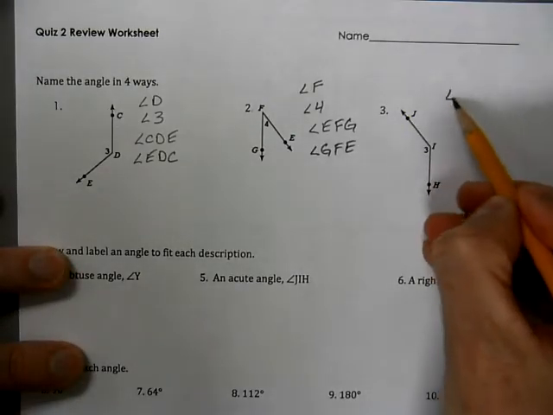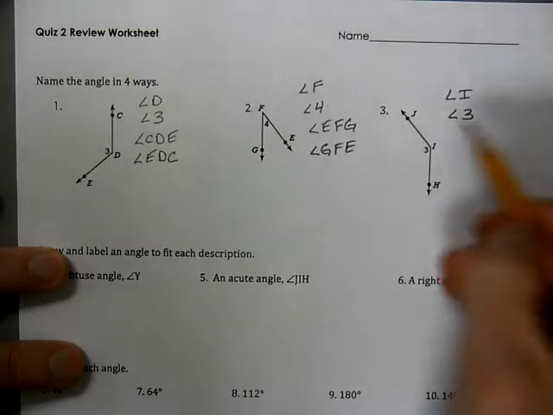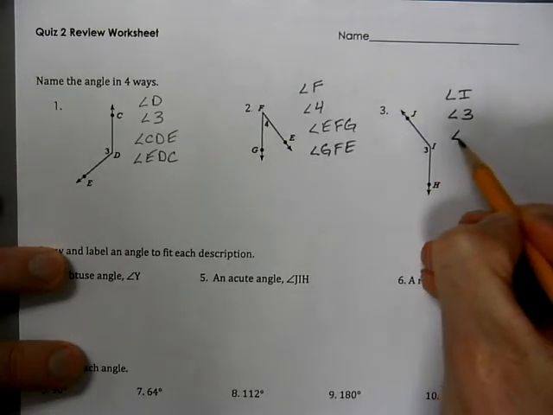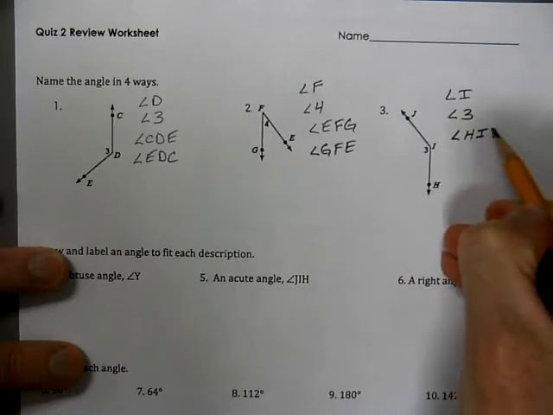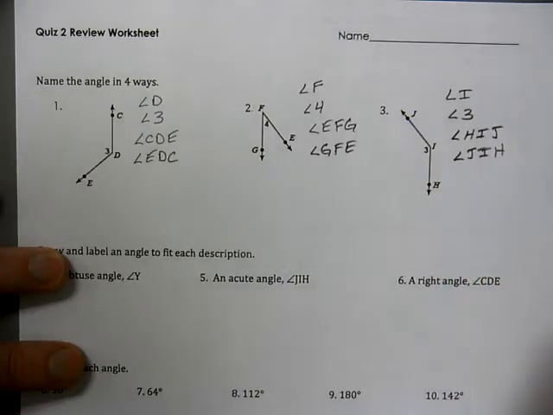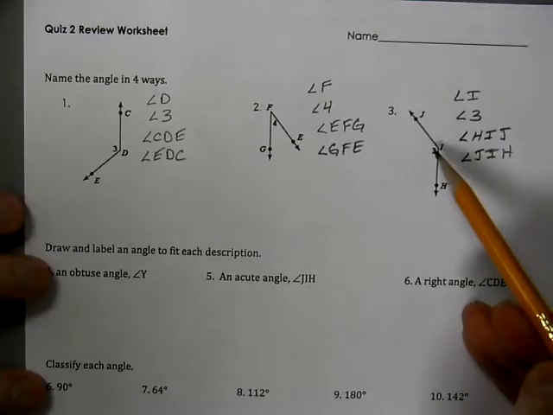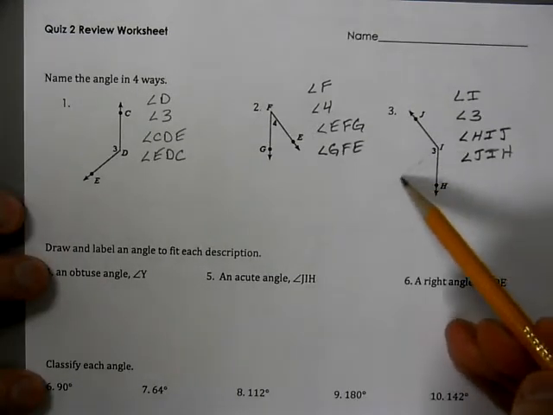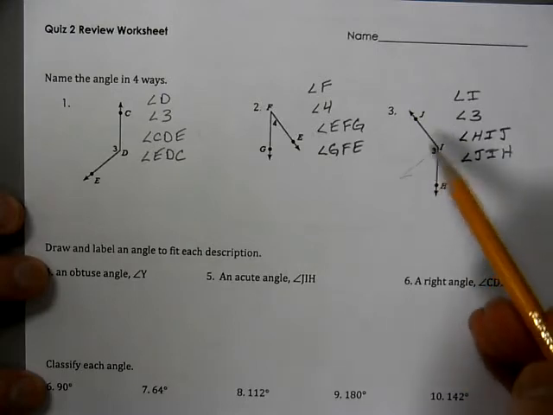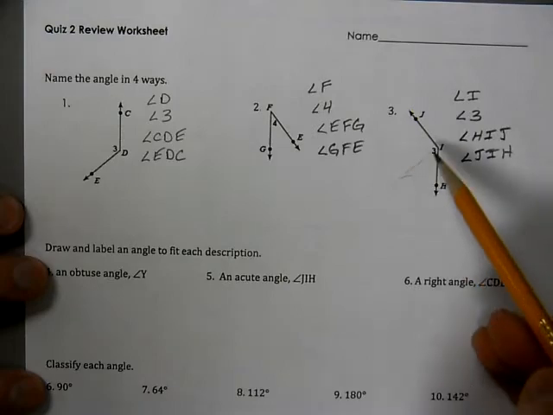Okay, same idea. Letter I could work. Or angle I, sorry. Angle 3. Angle HIJ. Or angle JIH. Those are the different ways that you can name those angles. In some situations, one letter doesn't work. If you had another ray coming out here, then it wouldn't work. You couldn't use one letter to name it, because you wouldn't know which angle was actually angle I.